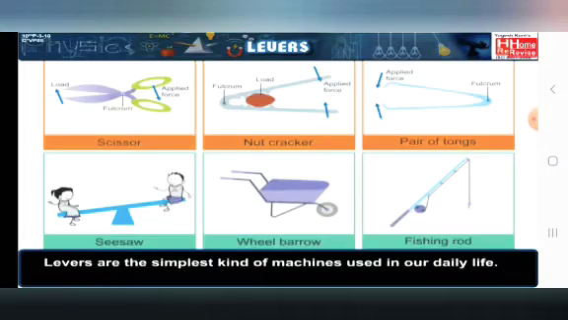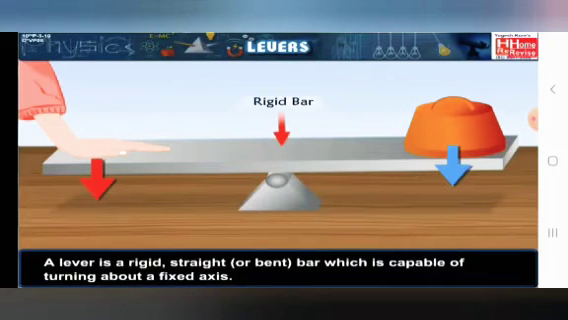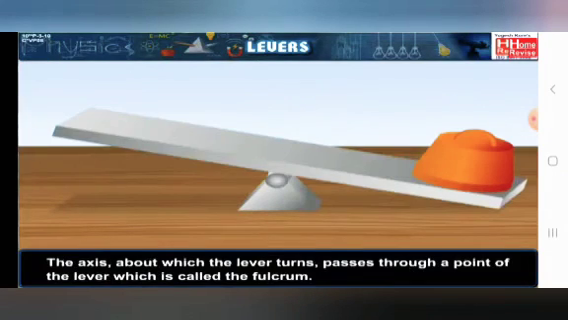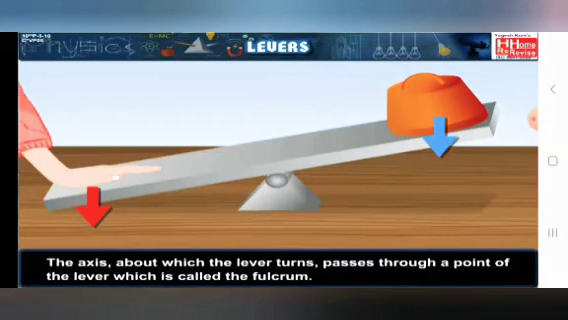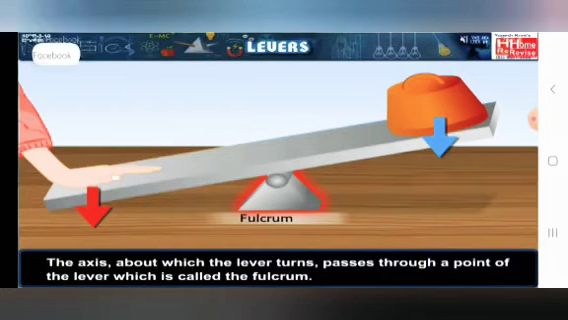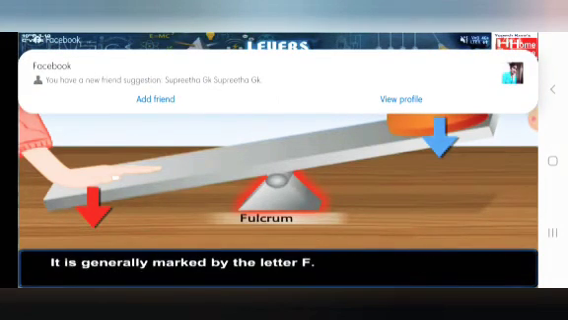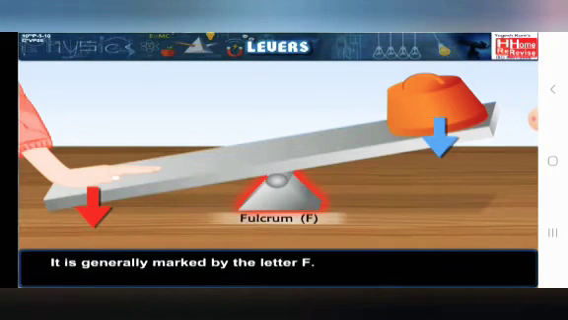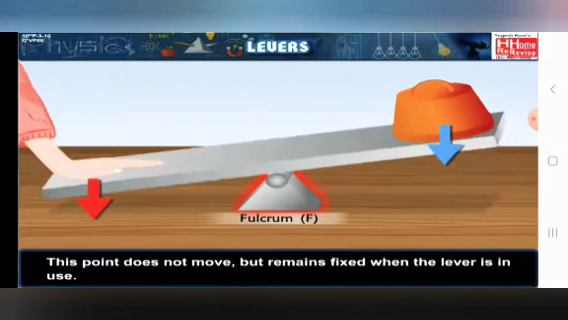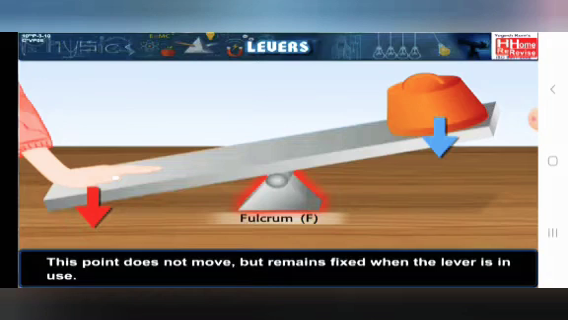Levers. Levers are the simplest kind of machines used in our daily life. A lever is a rigid, straight or bent bar which is capable of turning about a fixed axis. The axis about which the lever turns passes through a point of the lever which is called the fulcrum. It is generally marked by the letter F. This point does not move but remains fixed when the lever is in use.